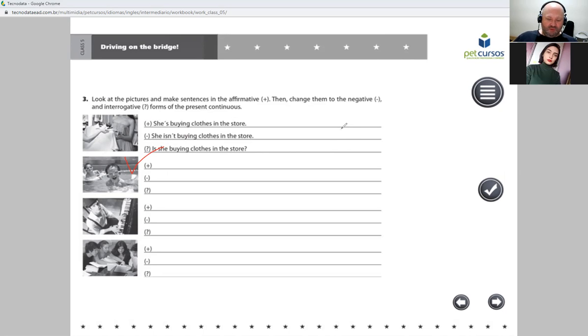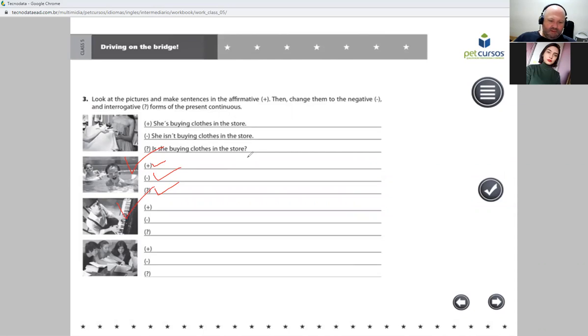Picture 2. The boys are swimming at the pool. Correct. The boys aren't swimming at the pool. Are the boys swimming at the pool? Yes, very good. Could be swimming at the pool or in the pool as well, okay? Because they are inside, right? So maybe you could use in the pool.